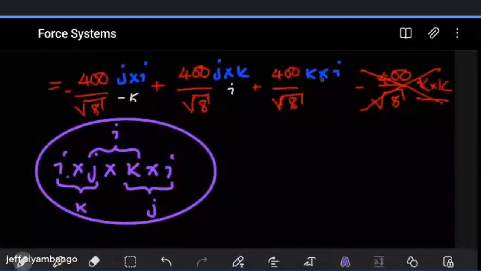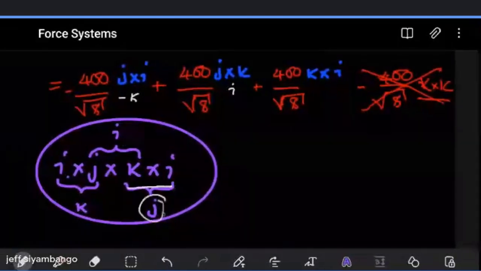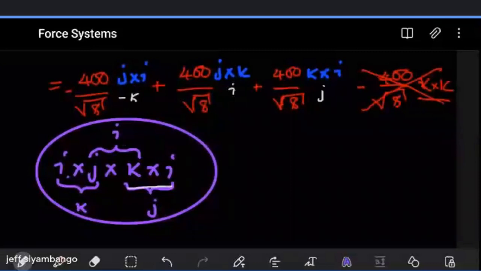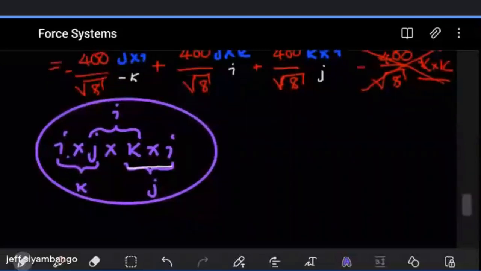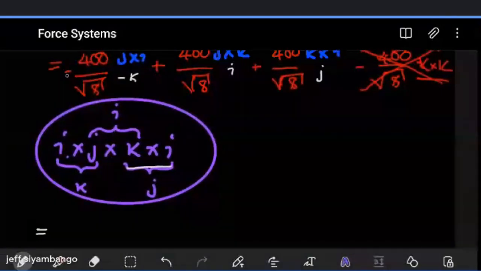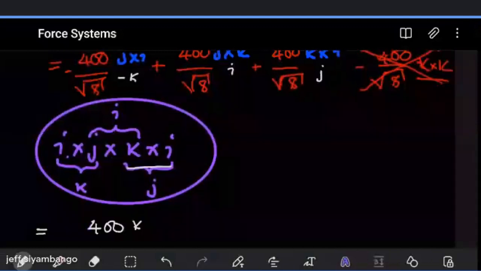Then you have K cross I. K cross I is okay here as well. It gives us J. Had it been I cross K, we would have ended up with negative J. But currently it's fine, so this will give us J. So then we can easily simplify our problem. It becomes, since this is negative with the negative outside here, the whole thing becomes positive. So we now have positive 400. The unit vector is now a K. This is over root 8.